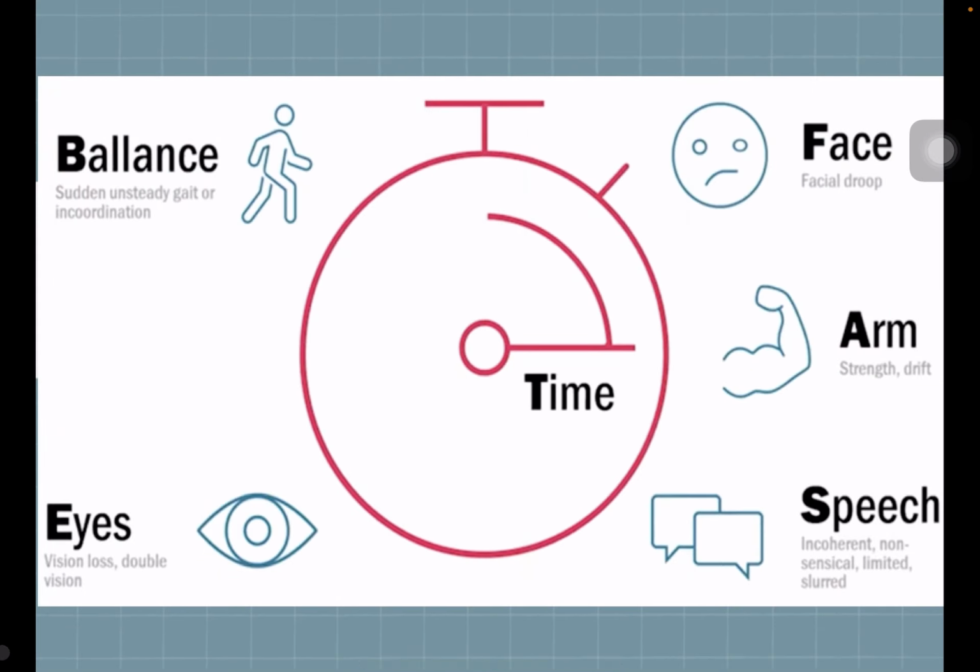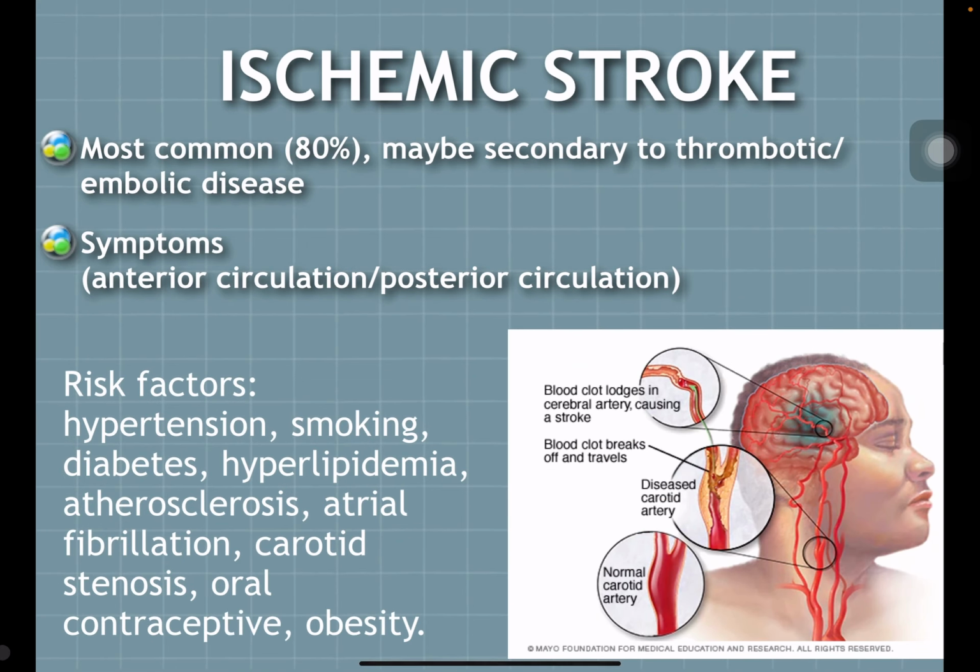Patients might have symptoms we can remember as BE FAST: balance difficulties, eyesight changes, facial weakness, arm weakness, and speech difficulties. Ischemic stroke is the most common type of stroke. It is caused by severely reduced blood flow from blocking or narrowing of a blood vessel, and might be secondary to thrombotic or embolic disease.